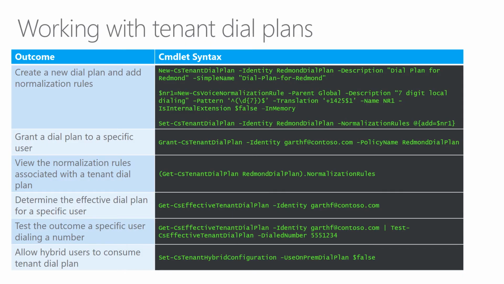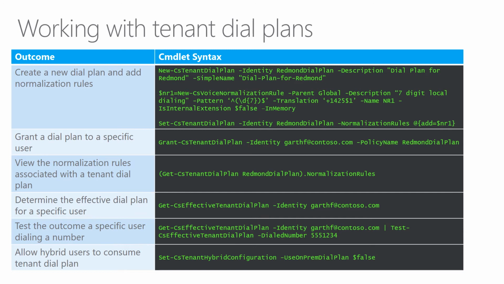Now that we've talked about what tenant dial plans are and the planning steps that you would go through to configure them, let's go ahead and look at how you would actually configure these in Skype for Business Online. This slide shows you a series of outcomes in the left-hand column of this table. In the right-hand column of the table, we show the corresponding syntax that you would need to run in order to achieve that outcome. Let's take a look at these.